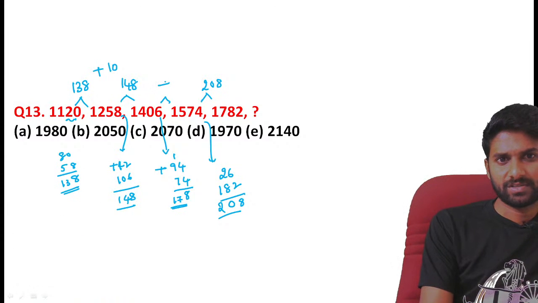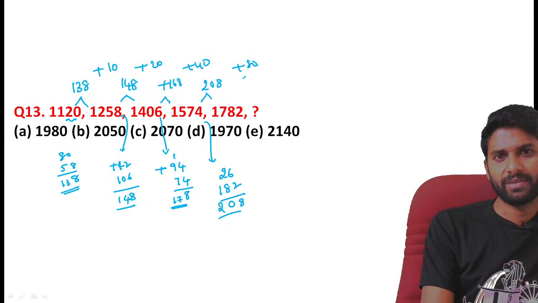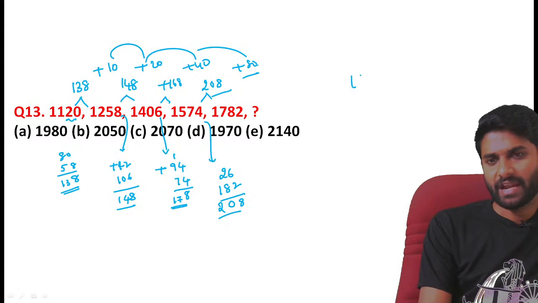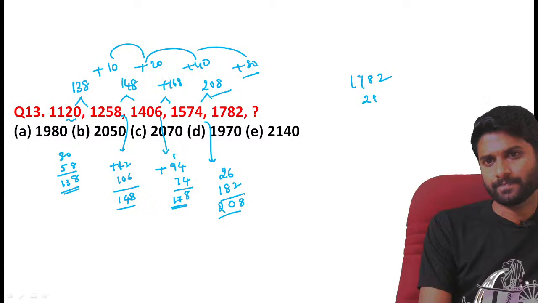Now see, so this is exactly 168. Now this is the plus 20 and this is the plus 40, and the next number we need to add is plus 80, double of the previous number. So 288 we are adding for 1782.